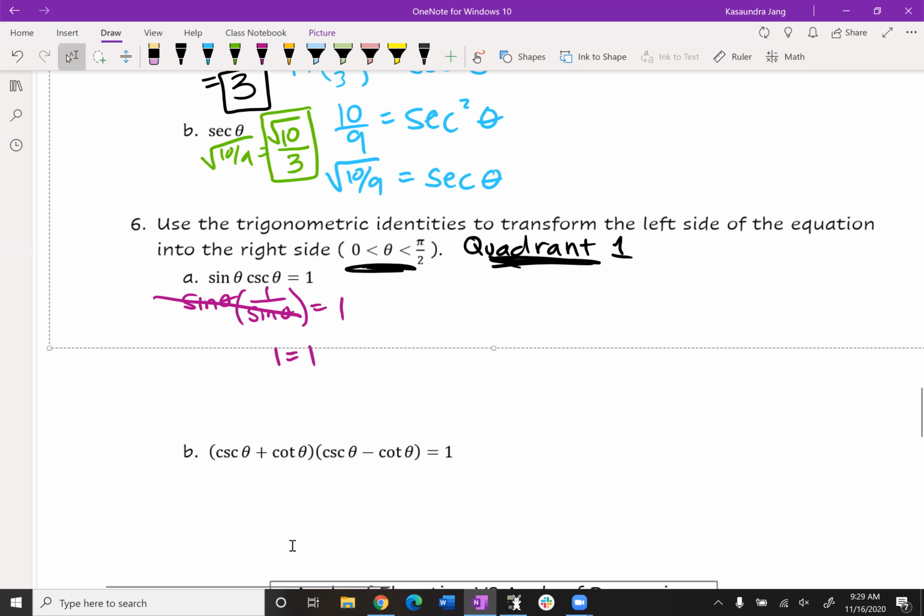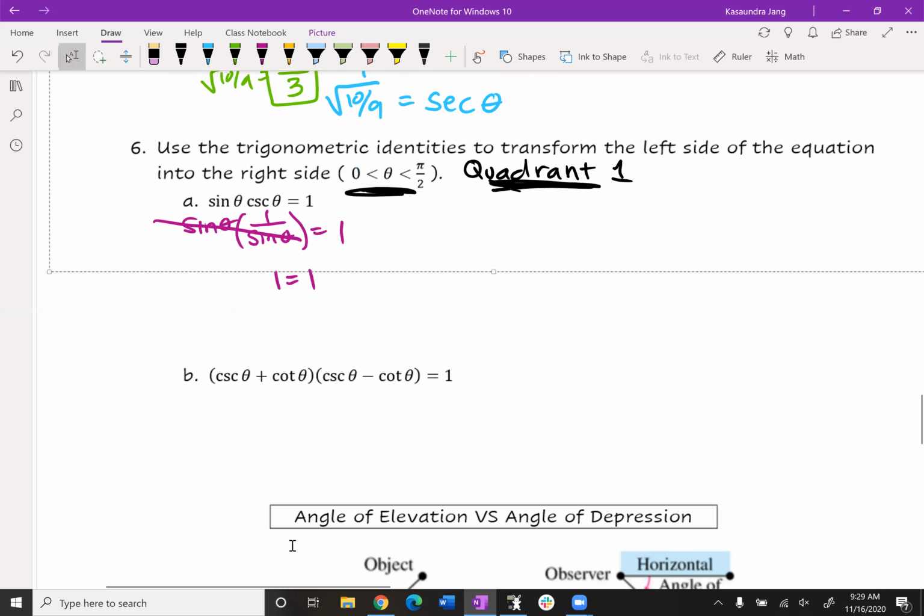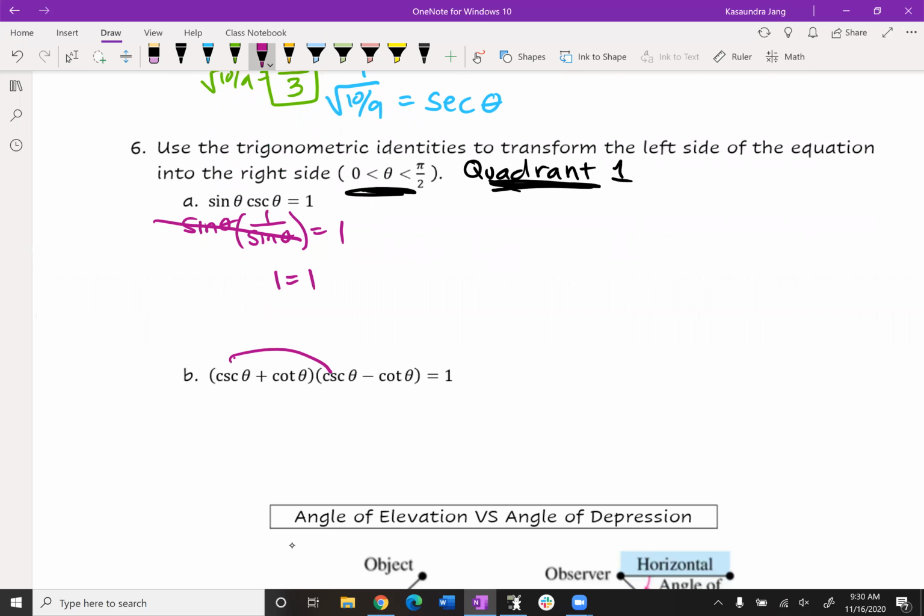Part B here, this definitely takes a bit more effort. I'm going to have to distribute. All right, so I get cosecant times cosecant, just cosecant squared. All right, I get a negative cosecant times cotangent. Does this look like any formula of any kind to you guys? What? I was just wondering if this looked like a formula for you at all. Difference of squares, does that sound familiar at all?